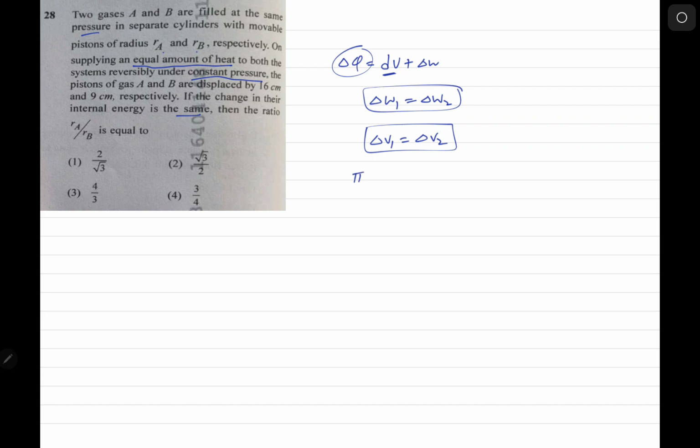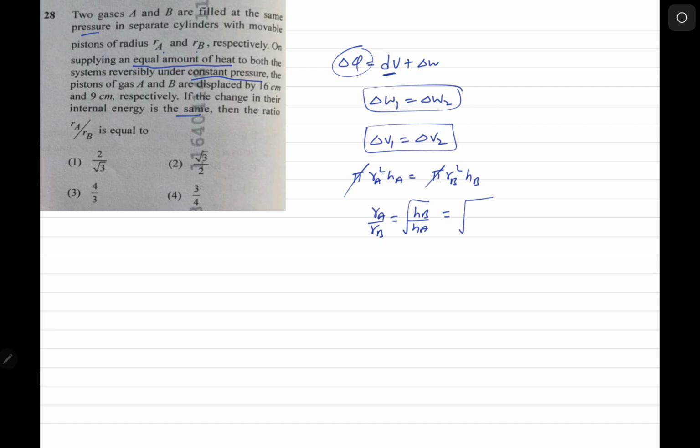So the change in volume in the first one, pi RA square into HA, is equal to pi RB square into HB. So pi cancels here, so RA by RB, which we need to find, is equal to the square root of HB by HA.